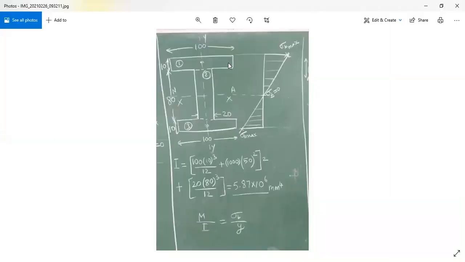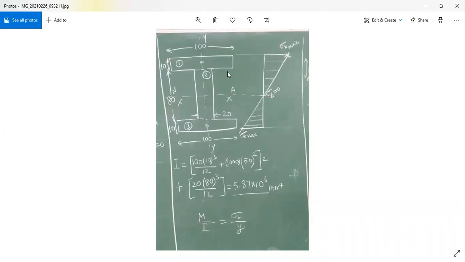So here I have taken an I section which is symmetric about both the x-axis and y-axis. I call it doubly symmetric. I have given the dimensions. This is called the flange, top flange, bottom flange. This is the web. Web height and web thickness are given. Everything is given. So M by I is equal to sigma b by y. M depends on the type of load and beam, sigma b is the bending stress, y is the distance from the neutral axis, and I depends on the type of cross section.